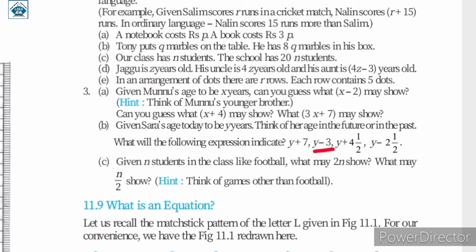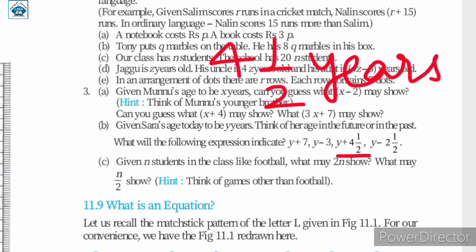y minus 3 shows Sarah's age 3 years back because it is from the past. So 3 years back Sarah was y minus 3 years old. Next you have y plus 4 and a half. So this is Sarah's age after 4 and a half years because her present age is y years. So y plus 4 and a half will be her age 4 and a half years later, afterwards.